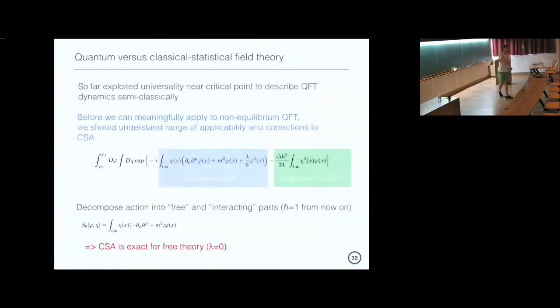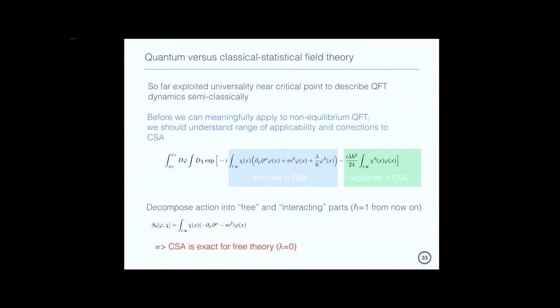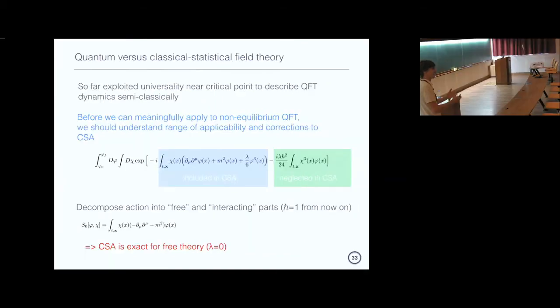So that's it for this little example, right? But so far we've only done equilibrium or universal dynamics. Last time we developed this whole technique and familiarized ourselves with these non-equilibrium path integrals, but we've only used them for some other trivial case, where we exploited universality to say that the approach should be justifiable. Now, what we really have in mind is to do non-equilibrium physics in QCD. But before we can meaningfully do anything, we should figure out the range of applicability of this approach that we have and what the corrections to this classical statistical approximation are, okay?